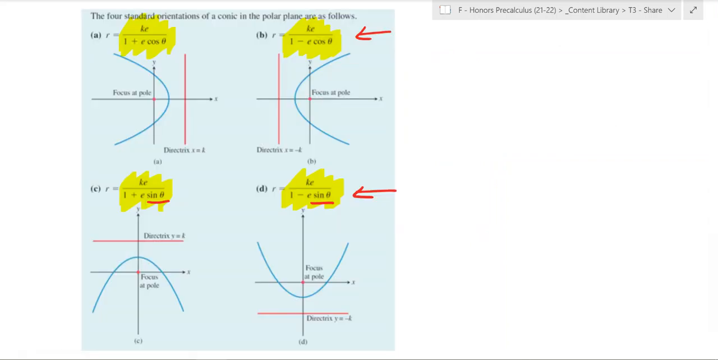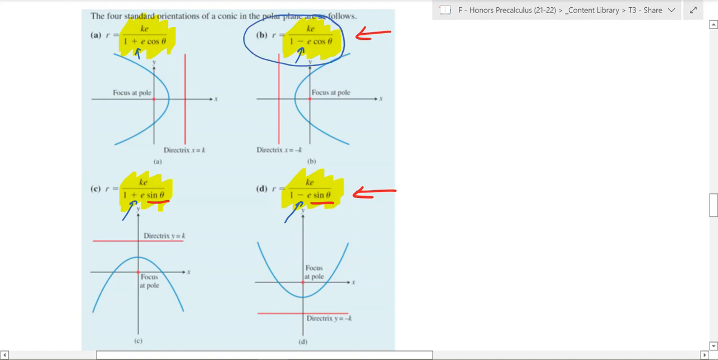Going back to what we looked at before, those four statements here. The slight difference being you have the plus right there, the minus right there, the plus right there, and the minus right there. So the one we're looking at is this one right here. The k is the distance from the directrix to the focus, and because it's minus e cosine theta, which is the form of the equation we're at, the directrix is x is equal to negative k in this case.